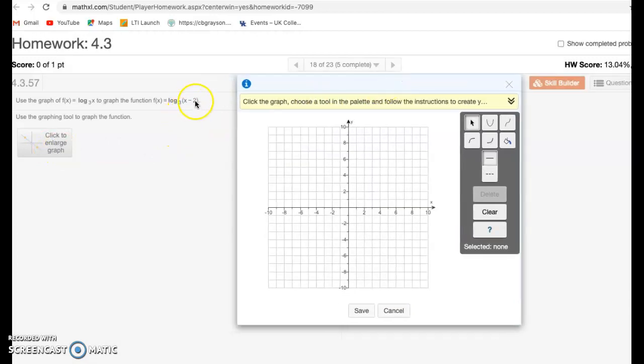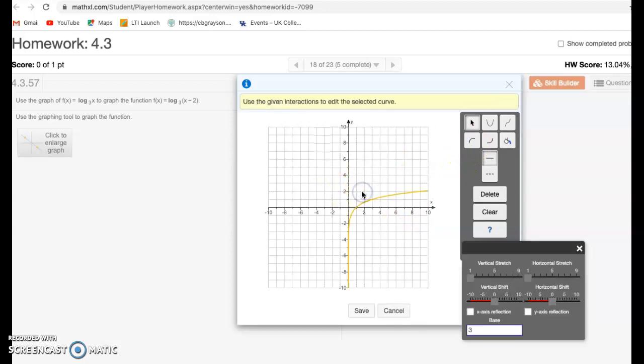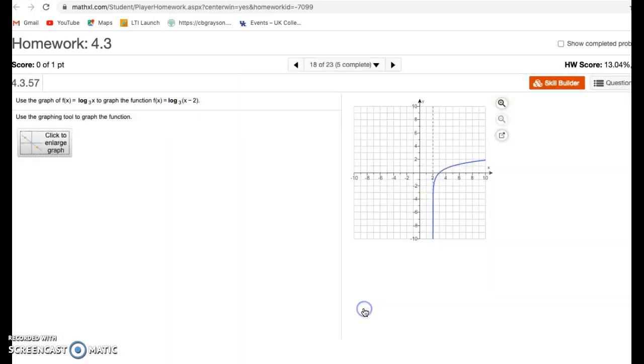All right, here's another one of those horizontal shiftings. You know, it's inside the action of the X. So I pick up my log tool, click anywhere, it draws it in standard form. Because it's a base greater than 1, notice it drew it in this direction as an increasing function through the point (1, 0). We have a horizontal shift again, move it over 2 places. Again, horizontal shifts are opposite in sign, and it already has the base 3 included.